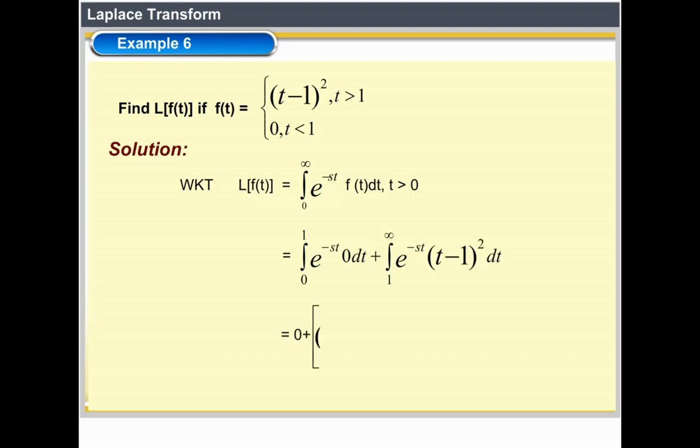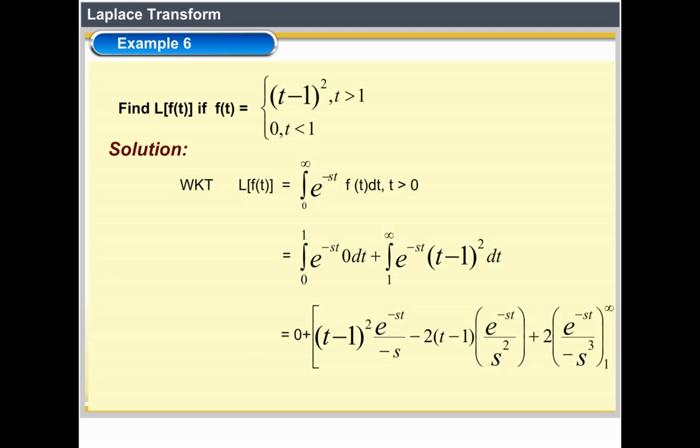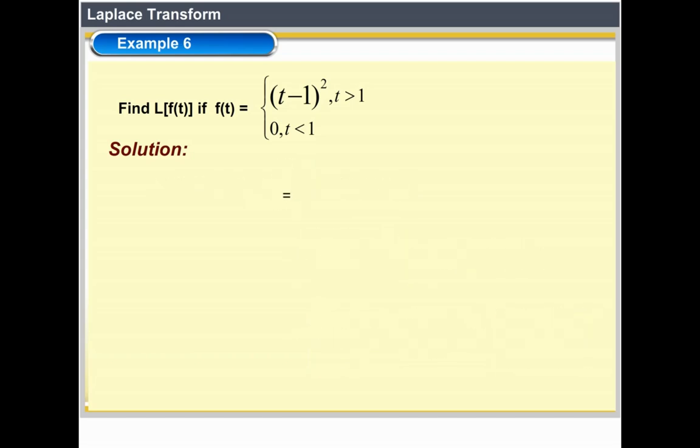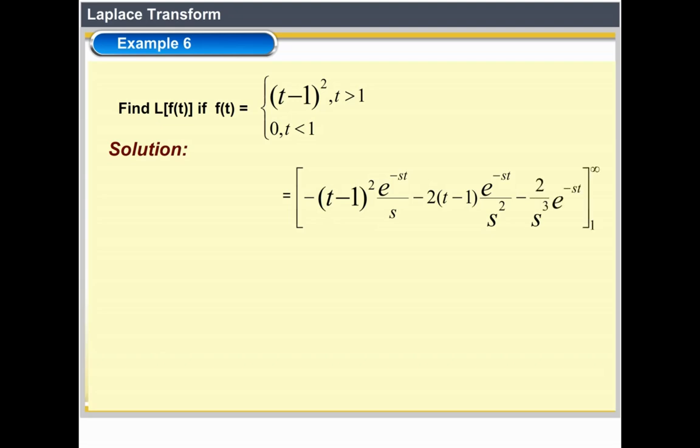equal to 0 plus (t minus 1)² e^(−st) divided by minus s, minus (t minus 1) into e^(−st) divided by s² plus 2 into e^(−st) divided by minus s³. We have to apply the limit here, 1 to infinity, equal to minus of (t minus 1)² e^(−st) divided by s, minus 2 into (t minus 1) into e^(−st) divided by s², minus 2 divided by s³ into e^(−st), integral 1 to infinity, equal to 0 minus 0 minus 0.